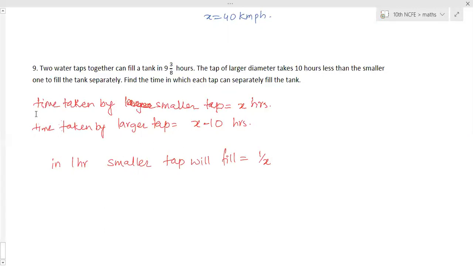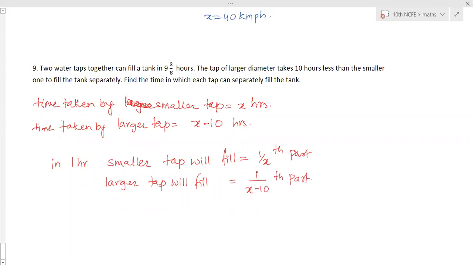So if the time taken by the smaller tap is X hours, then in 1 hour it will fill 1 by X part of the tank. Now in 1 hour, the larger tap will fill 1 by X minus 10th part.